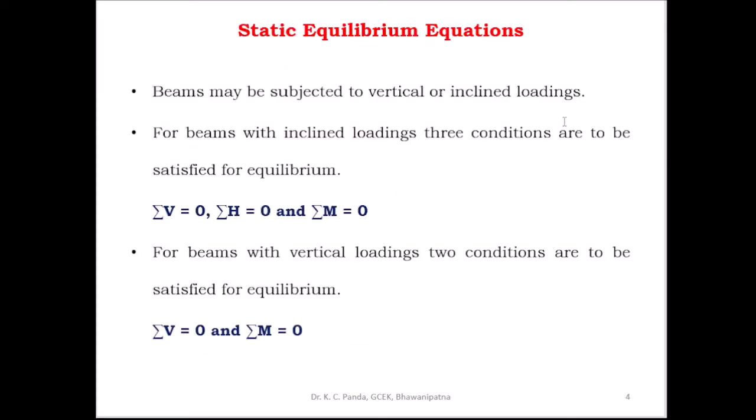The beam is subjected to vertical or inclined loadings. For beams with inclined loading, three conditions are to be satisfied for equilibrium. That is, summation of vertical force is 0, summation of horizontal force is 0, and summation of moment is equal to 0. Similarly, for beams with vertical loadings, two conditions are to be satisfied for equilibrium. That is, summation of vertical force is equal to 0 and summation of moment is equal to 0.